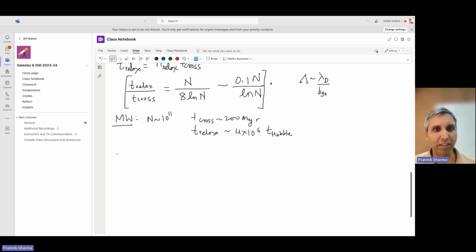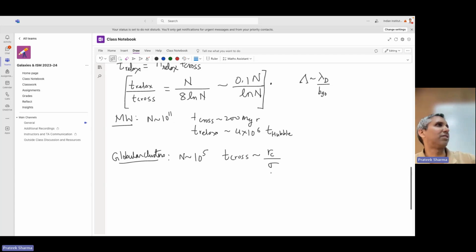Let's put in something else, globular clusters. So globular clusters have N of order 10 to the 5, 10 to the 7. T cross is basically the size of the core of the globular cluster divided by sigma. Sigma is the velocity dispersion. Globular clusters are spherical systems. They don't have rotation, but they have this velocity dispersion. If you plug in the typical numbers, R_c of order a few parsecs, sigma 10 kilometers per second, you get this as a million years, a mega year.